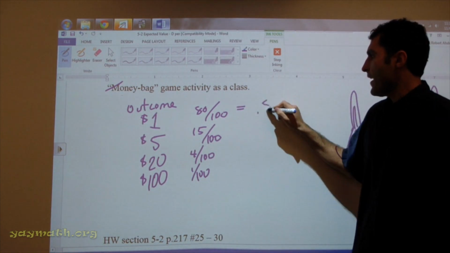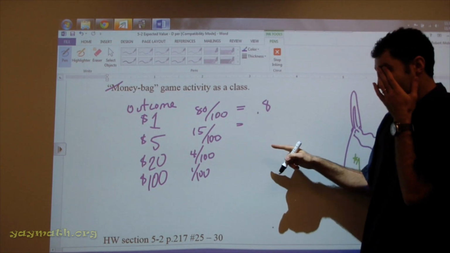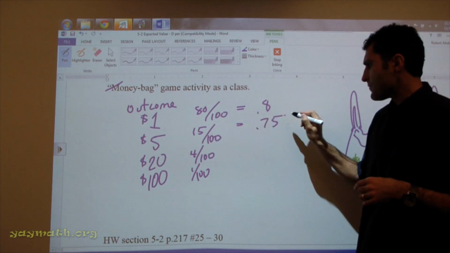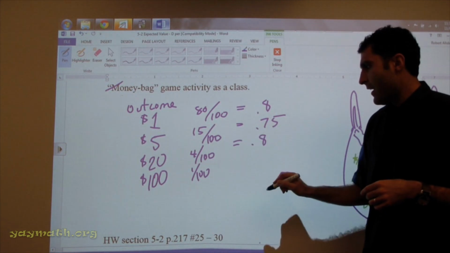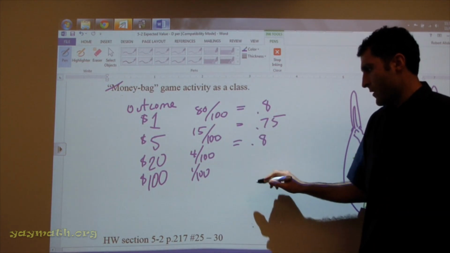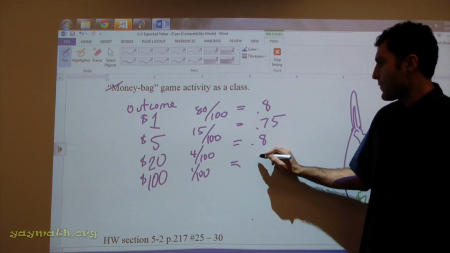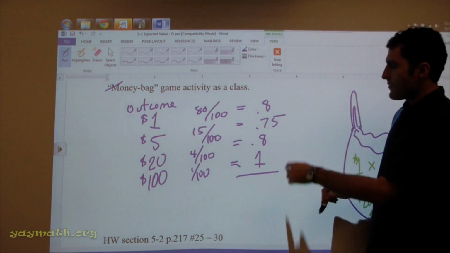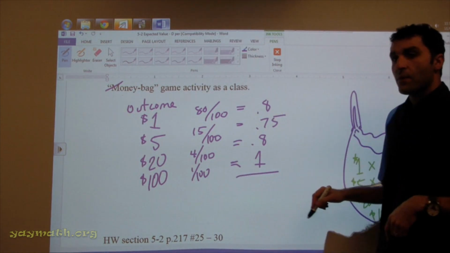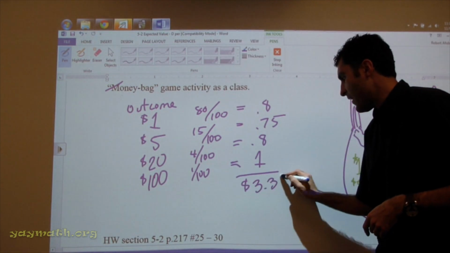So this is 0.8. What do you got here? 0.75. 0.8 again. And 0.1. It's 1. Add it up. So this is 175 plus 160. What is it? 335. 3.35.